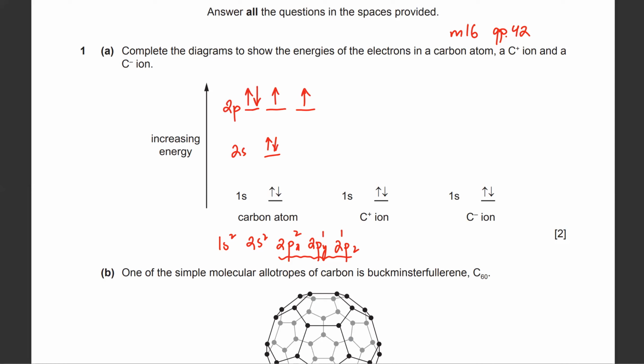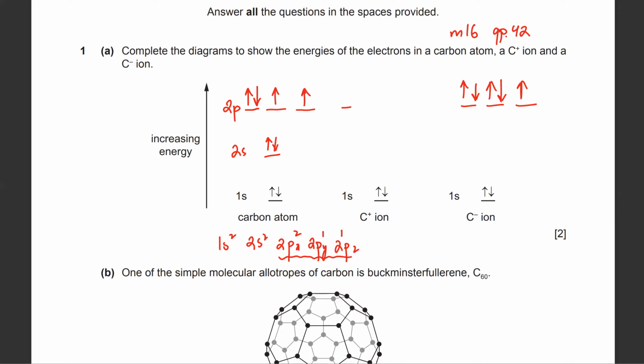Carbon +1 would be kind of the same. I'm not going to go through that. It's just 1 electron missing. So the down arrow over here would be missing, and carbon -1 would have 1 extra electron. If I draw carbon -1, the only difference would be in the 2p subshell. So instead of 2 electrons, it's going to have 3 electrons, and 2 of them would be paired.